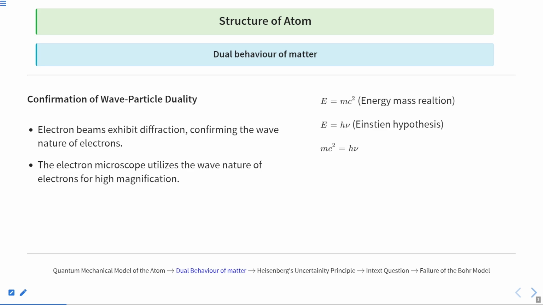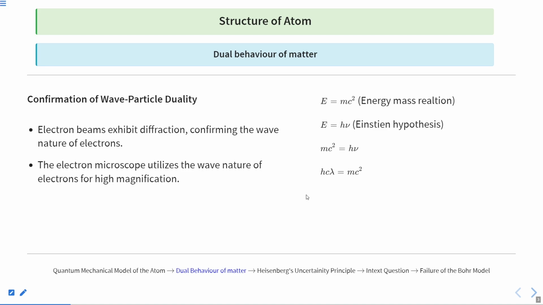Now c is equal to nu lambda. We will substitute that, and we will get mc square is equal to hc by lambda. So what are we doing here? We are substituting nu with c by lambda. That would give us mc square is equal to hc by lambda.